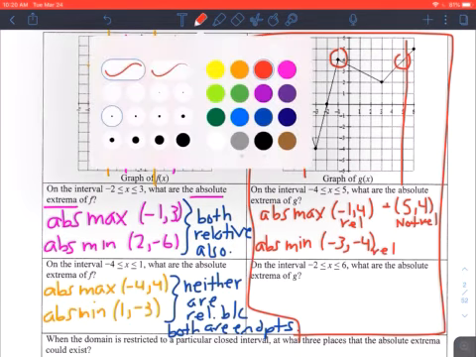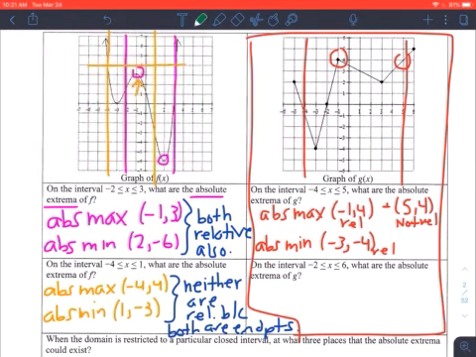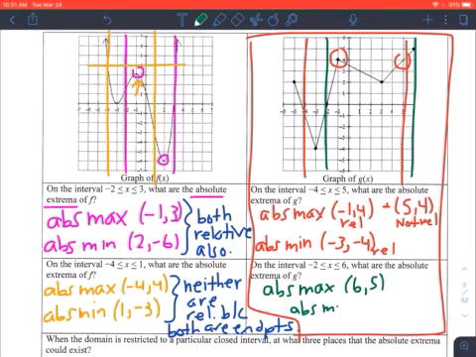All right, we're changing our interval on the next one. And we are going from negative 2 to positive 6. And we're going to see how that changes. So we have an absolute max at 6, 5. And we have an absolute min at negative 2, 0.